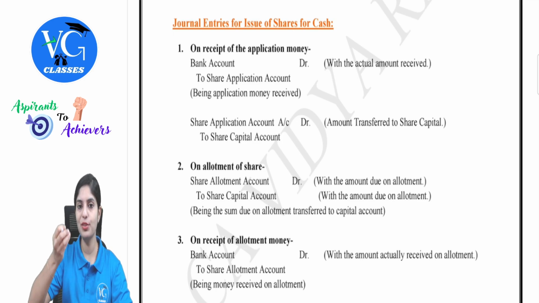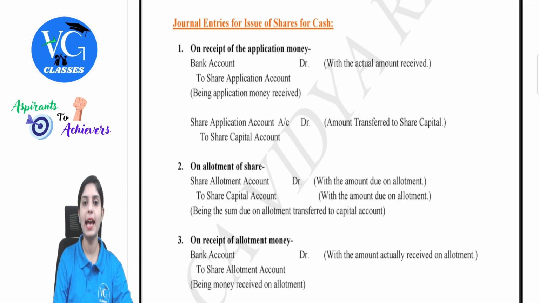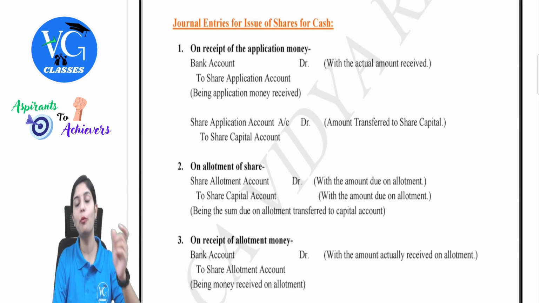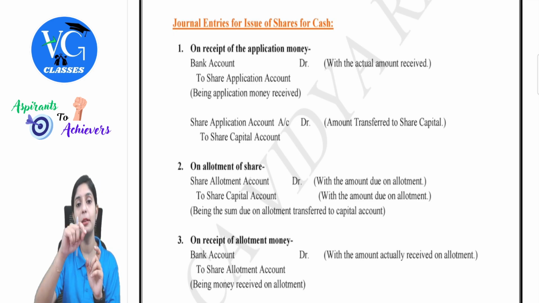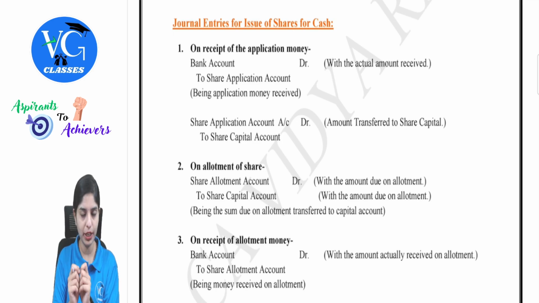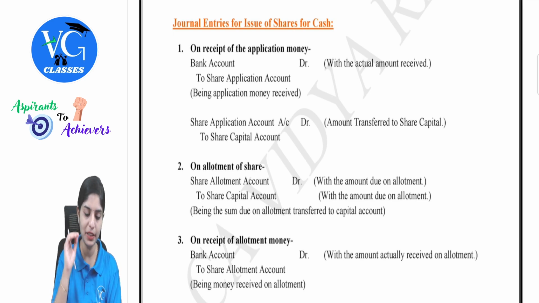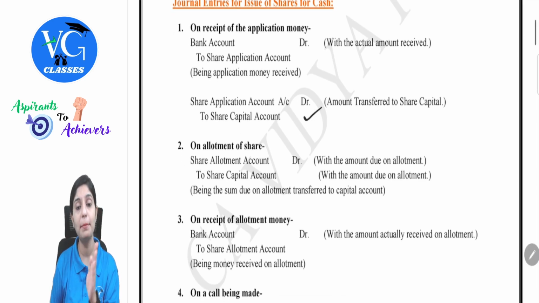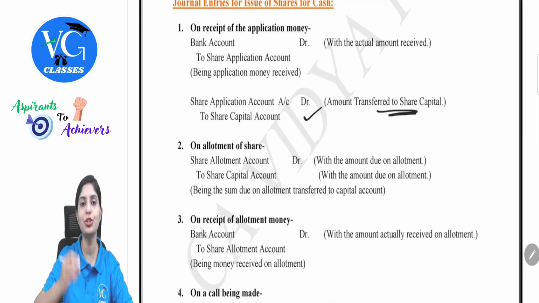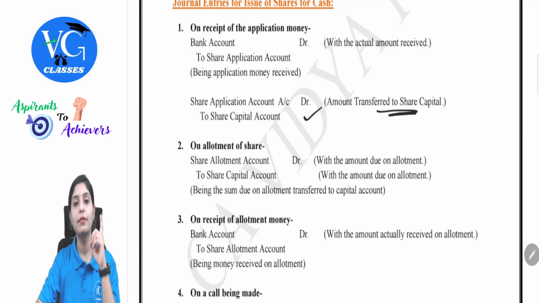Bank account debit, because I'm receiving the money, to share application account. I'm crediting it. Now this share application account is nothing but part of the installments, and the amount included should be transferred to share capital. So the subsequent entry would be to transfer this to share capital: share application account debit, to share capital account. This is nothing but the amount transferred to share capital. This was the first installment, which will have two entries.